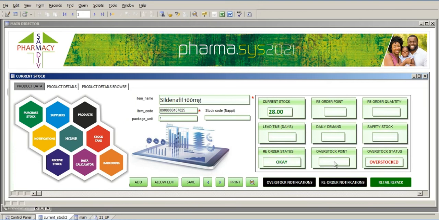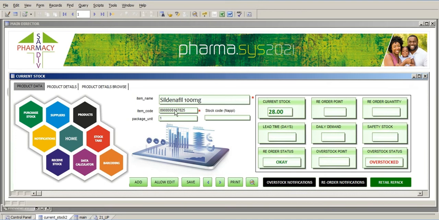Overstock point tells us about the point at which we have too many of a particular product. Then overstock status also tells us the status of our overstock. The reason that we are overstocked and yet we have reorder status okay is that we have too many of these products in stock for now. So this data here helps the manager to know when to order something or when they have too many of something in stock. And that is what data calculator is, the place where we get the data that fills these empty spaces. So we are going to look at data calculator to see how this works.